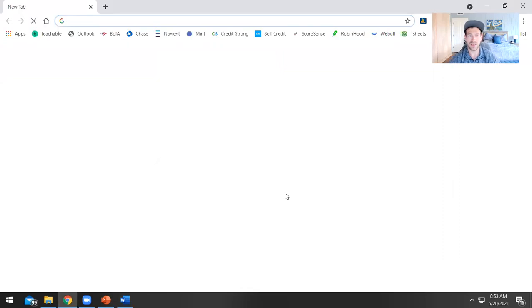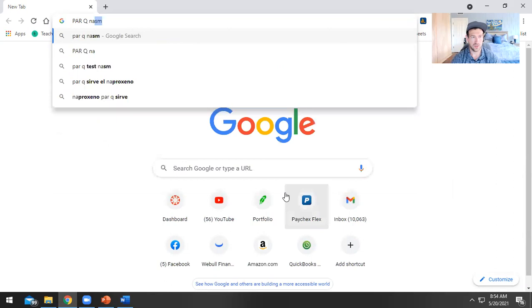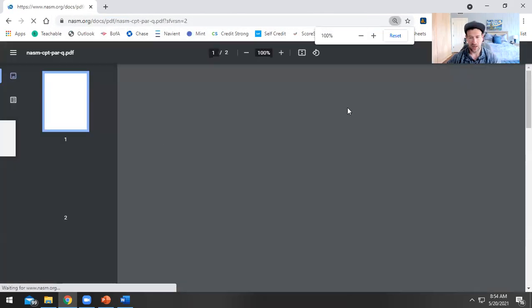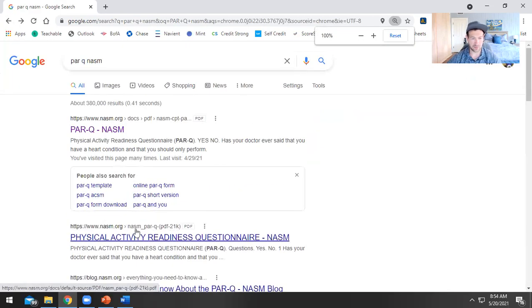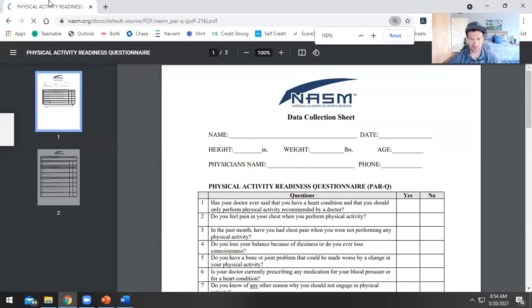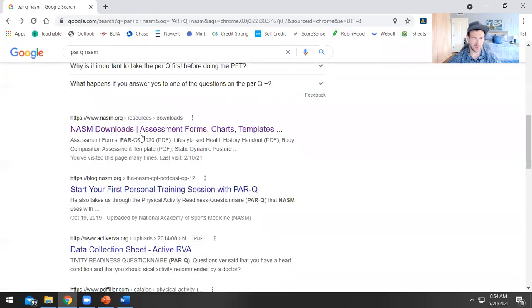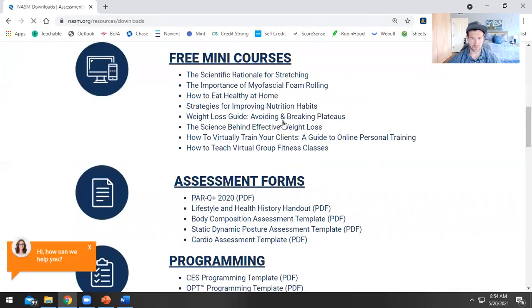They've actually updated the PAR-Q. It got a little bit more complicated in a very positive way, actually. Oh, that's also the same one. What the heck, NASM? You got to take your old links down.